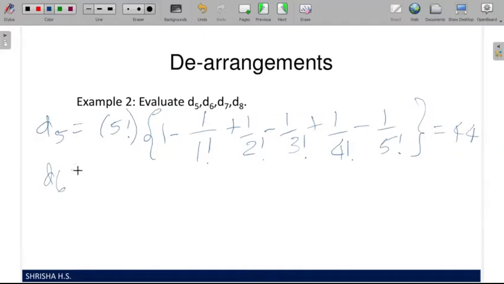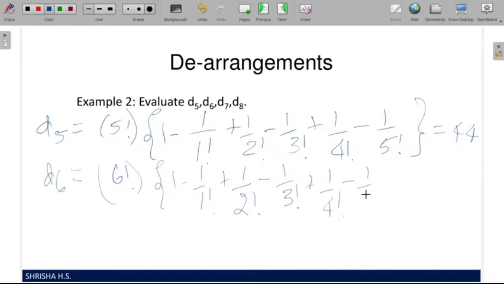Next, let's do it for D6. D6 is 6 factorial times 1 minus 1 by 1 factorial plus 1 by 2 factorial minus 1 by 3 factorial plus 1 by 4 factorial minus 1 by 5 factorial plus 1 by 6 factorial. So the answer will be 265.